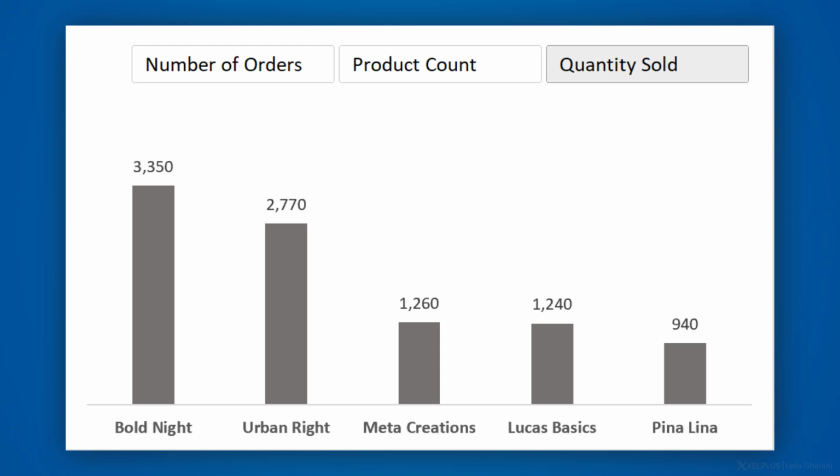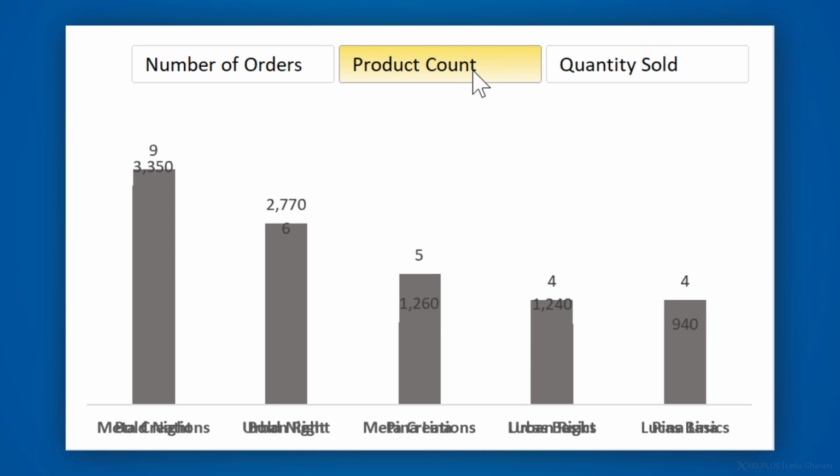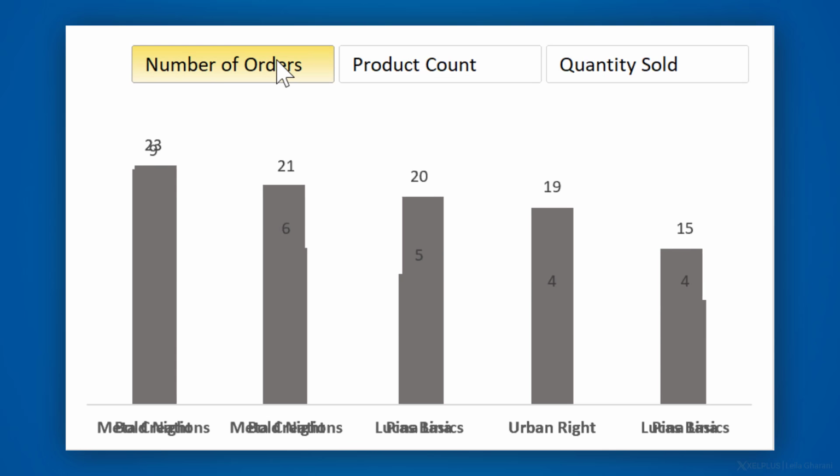But what if you wanted your quantity to be in the slicer instead? So something like this. You want the ability to select your KPI. You don't want it to be fixed. This way you can select between quantity, product count, and number of orders by company.